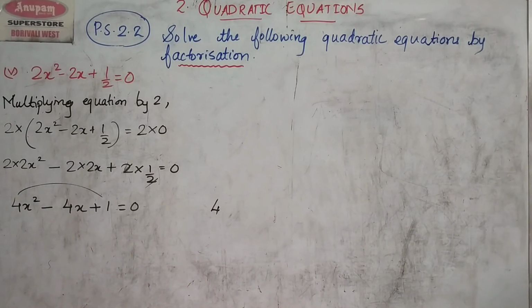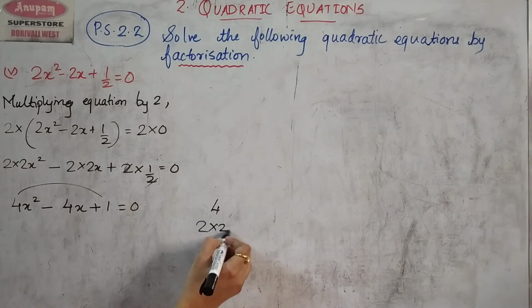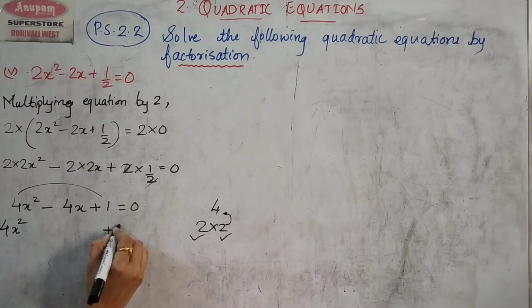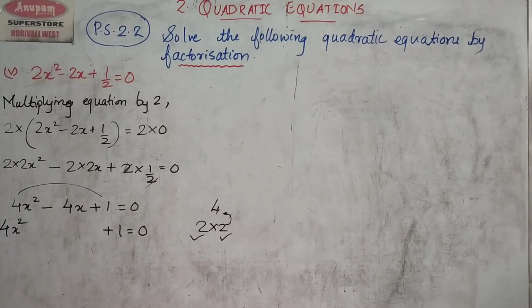So such number, I'll start with 2. So 2 into 2 gives me 4, right? And 2 plus 2 will also give me 4. So my two numbers which I need is 2 and 2. So I'll write down the 4x square as it is. I'll write down plus 1 also as it is, and is equal to 0.